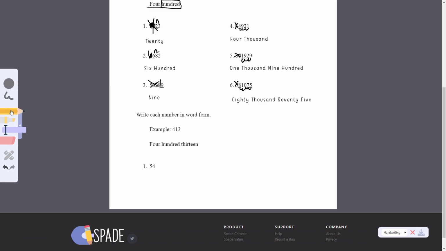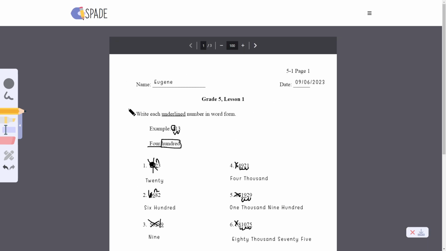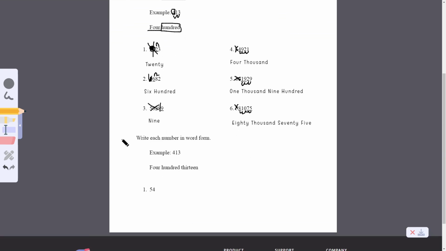That's your final answer. Section number 2. Write each number in word form. We can do the same thing as we did in section number 1, and in section number 2, just imagine every number in the number is underlined. Every digit in the number is underlined.